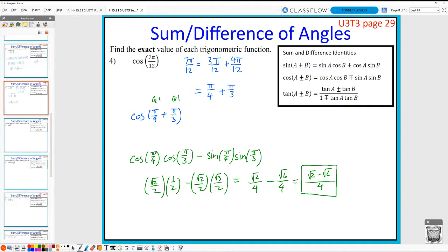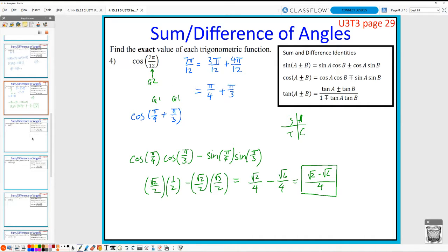And just to double check, we know that 7 pi over 12 is slightly more than 6 pi over 12, which is pi over 2, right? So this is in the second quadrant. This is Q2. Cosine is negative in the second quadrant, which this does show, right? Root 2 minus root 6, that's a negative number, right? So this is negative, so this value does make sense.